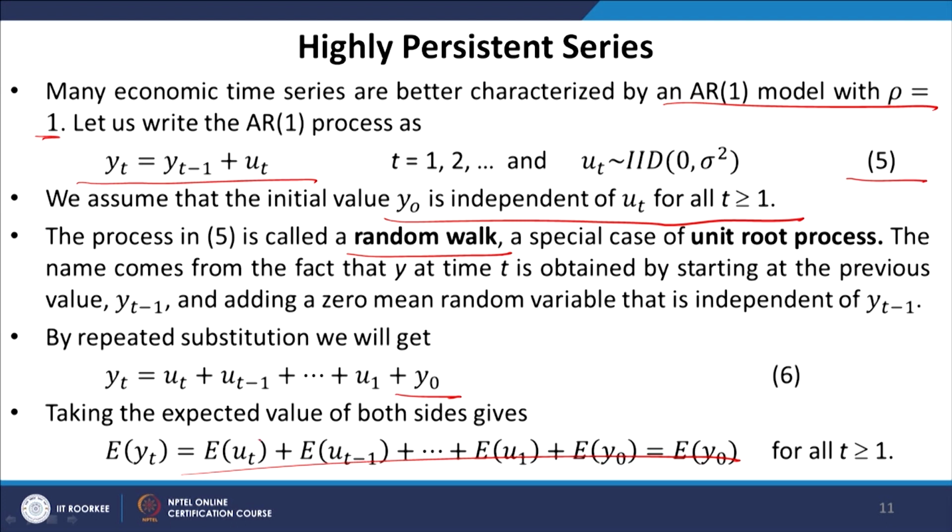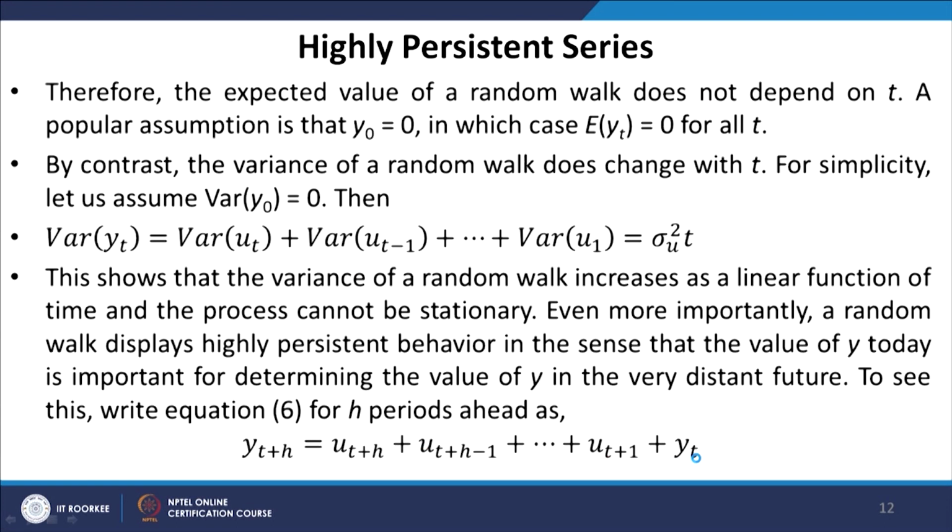This is because the expected value of all these error terms for each and every time period is equal to 0 by assumption. So, for all t greater than or equal to 1, the expected value of yt is actually equal to the expected value of the original or initial observation y naught. Therefore, the expected value of a random walk does not depend on t.